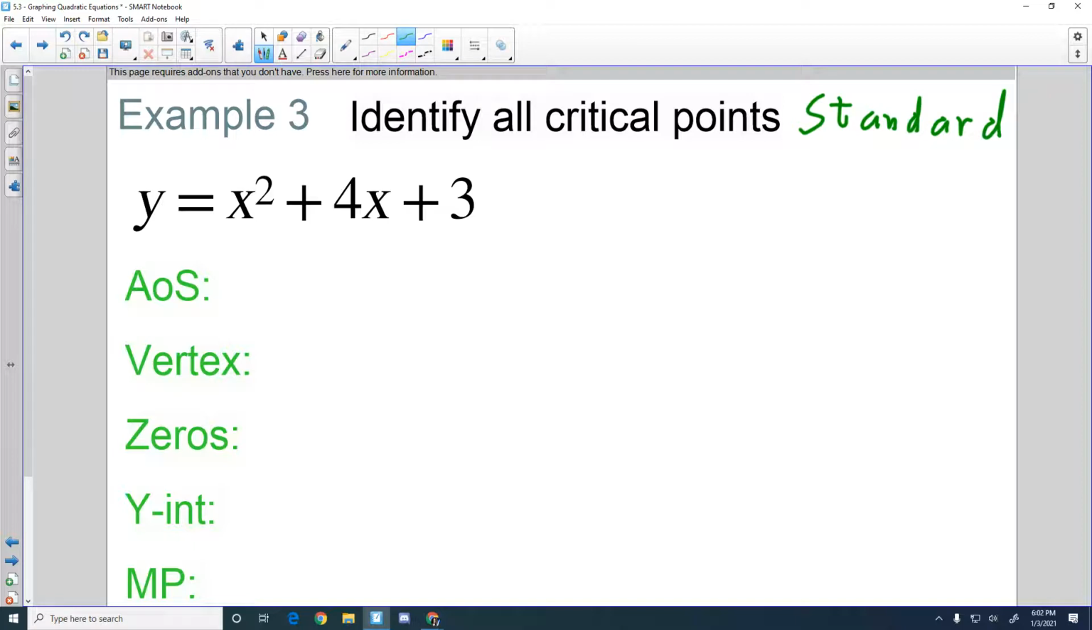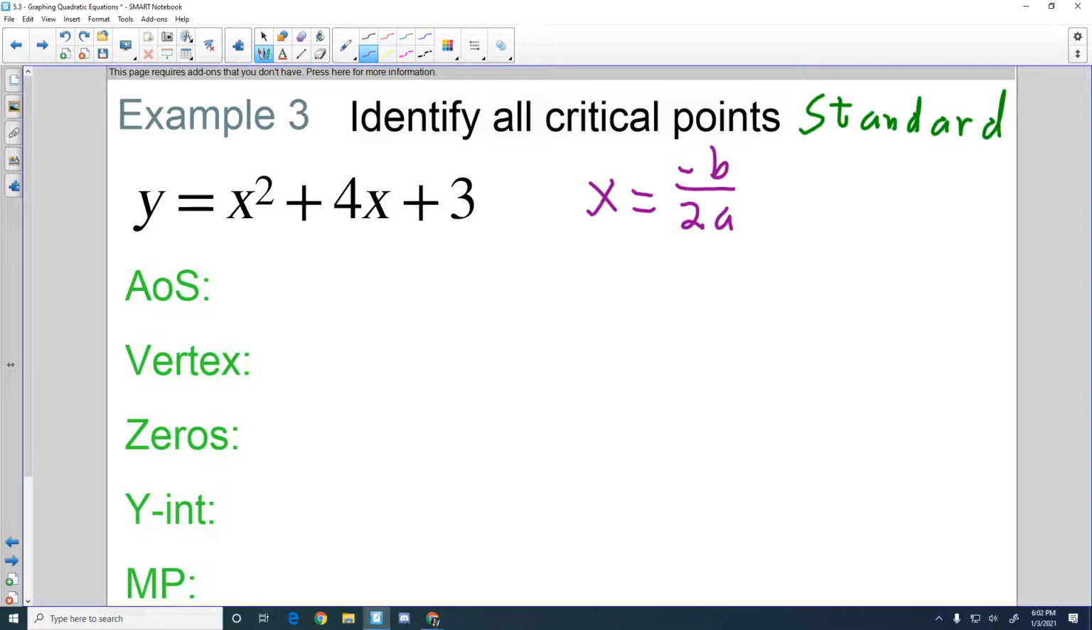So from that table with all those little mini equations on critical points, this is going to be the third column over. Standard form. So the axis of symmetry is going to be calculated by a little mini formula: x equals negative b over 2 times a.